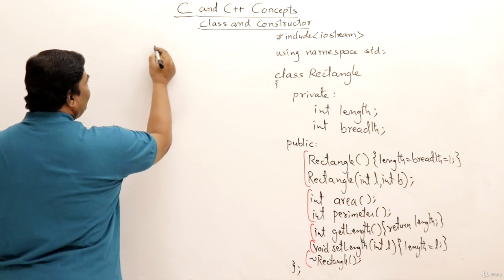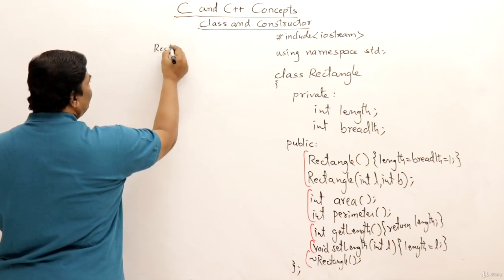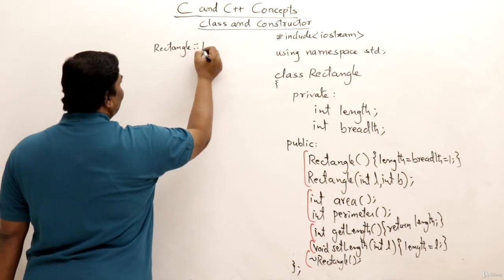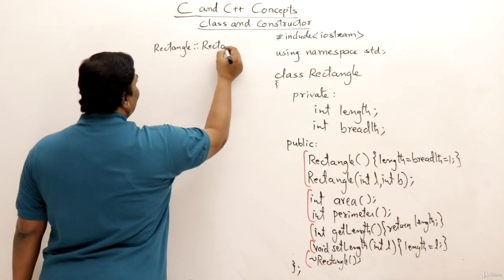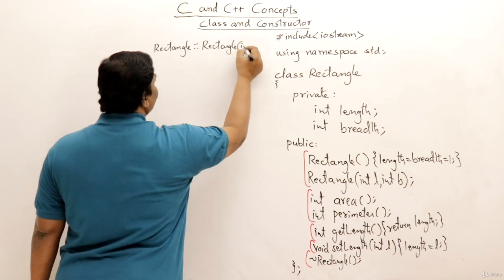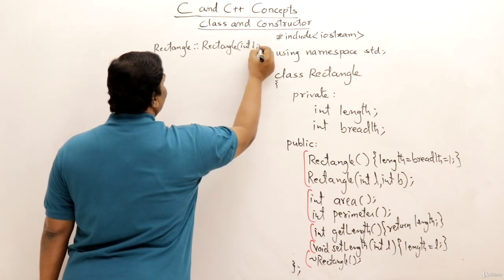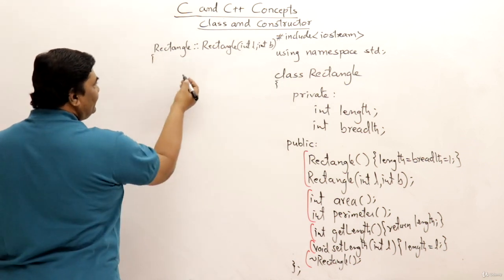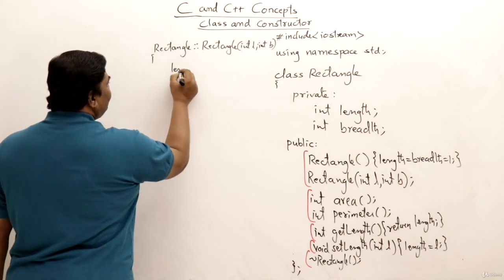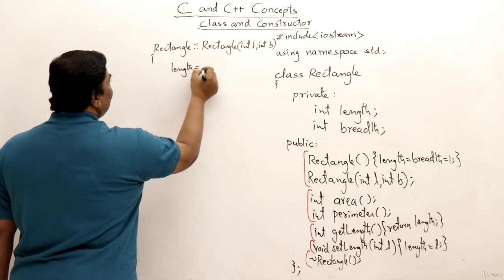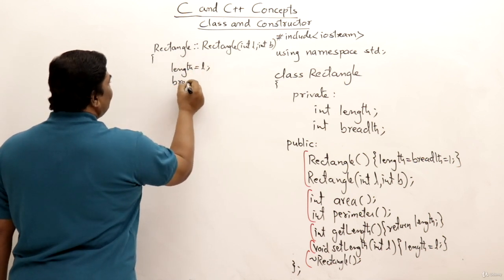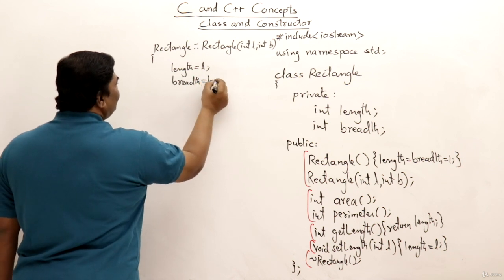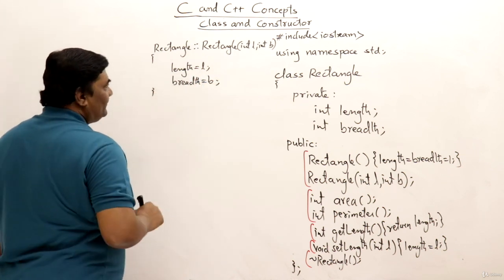So here for implementation, first of all, I should write down the class name, Rectangle, and scope resolution, constructor name, Rectangle, and it is taking two parameters, integer L and integer B, integer length and breadth. And there is no return type, so directly starts from here. So the only thing I have to do is length assign L and breadth assign B. If at all you have any validations, you can do them here, checking whether length is valid or not, breadth is valid or not.